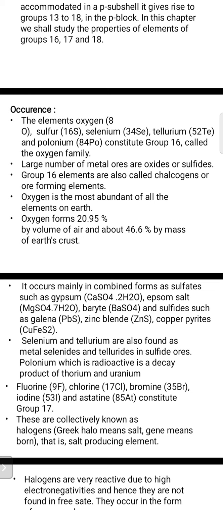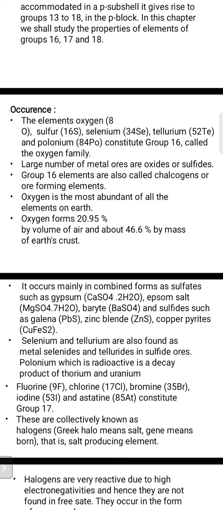Why the halogen family? Because their outermost configuration is ns2 np5. In the outermost shell, a total of 7 electrons are available, so they need only 1 electron to complete the octet. That's why these are halogens, and they show that type of properties.